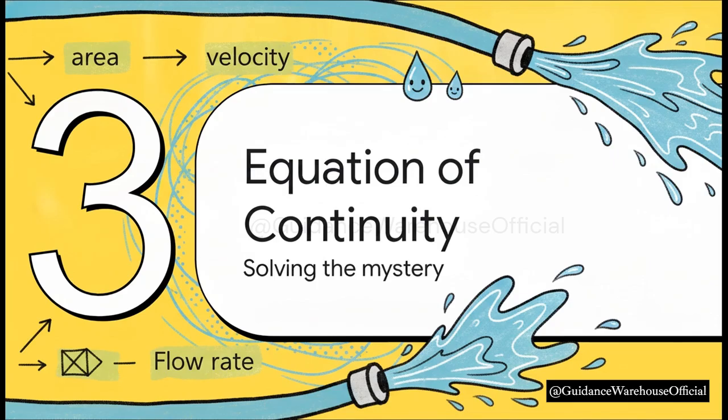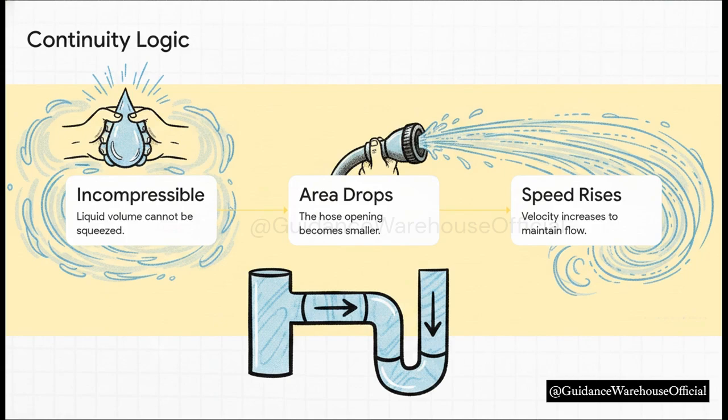All right, Section 3, the equation of continuity. Let's finally solve that garden hose anomaly from the beginning. Here is the step-by-step logic. Step 1. Liquids, like water, are essentially incompressible. You literally cannot squeeze them into a smaller volume. Step 2. Because water is incompressible, if it's flowing through a pipe and that pipe suddenly gets narrower, the exact same amount of water absolutely has to push through to keep the flow continuous. Step 3. Since the area is smaller now, but the exact same volume needs to squeeze through in the exact same amount of time, the velocity has to increase.